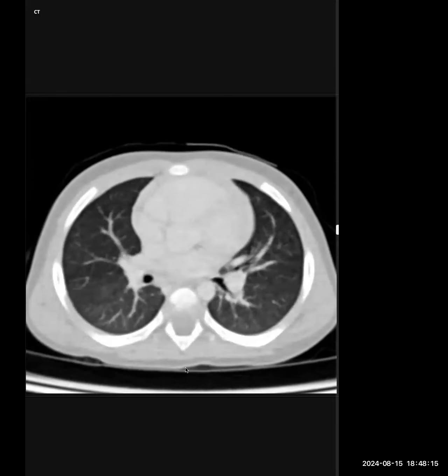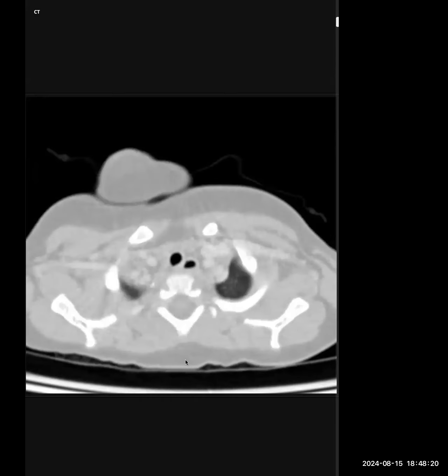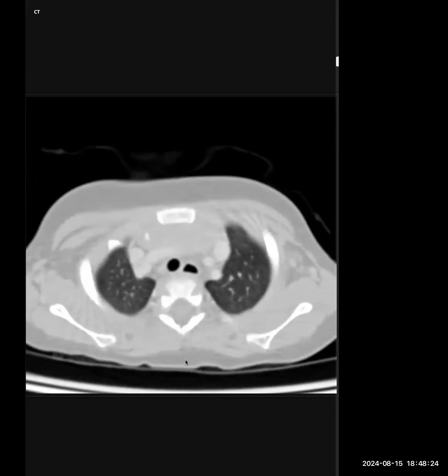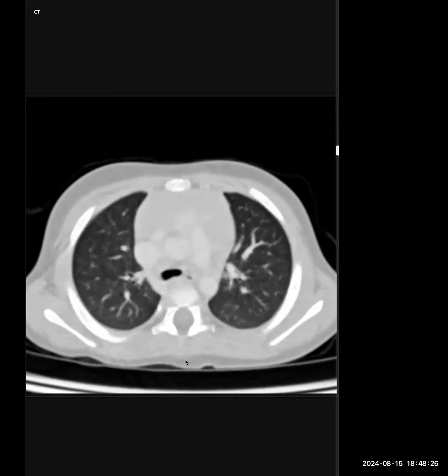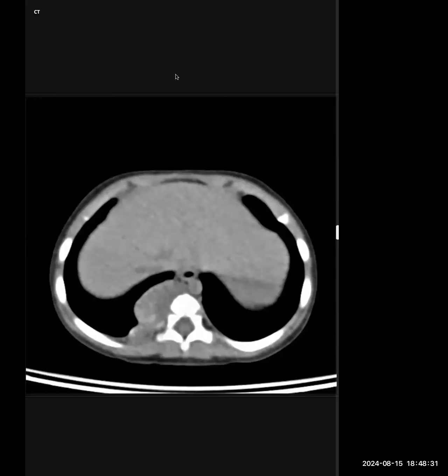Apart from this, there are no other nodules in the bilateral lungs, no areas of consolidation. In my routine practice, I would also evaluate this case on mediastinal window. Can you let go of the mouse once? I'll just give you the mediastinal window that you wanted.